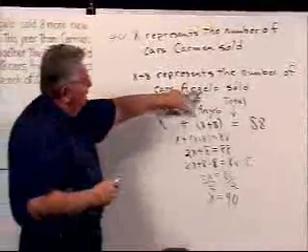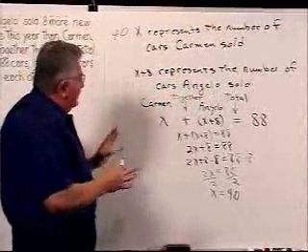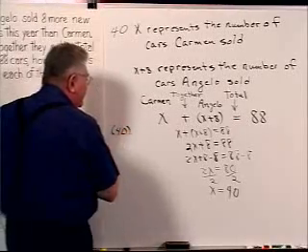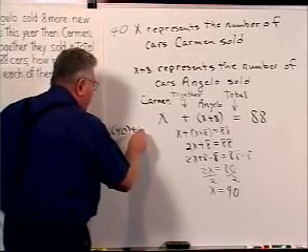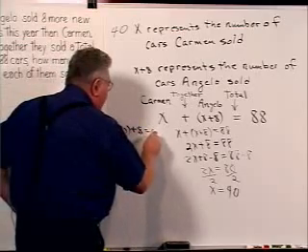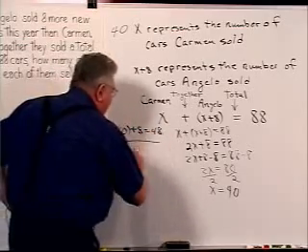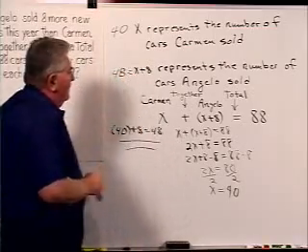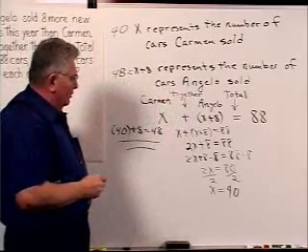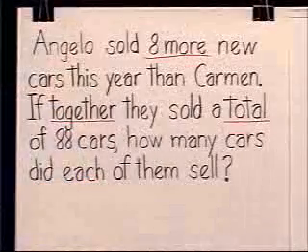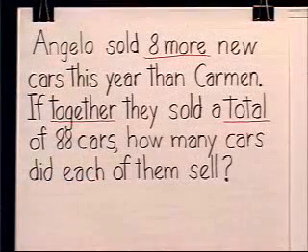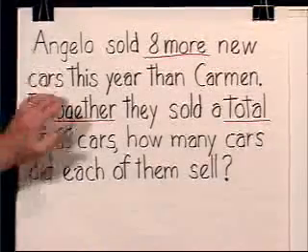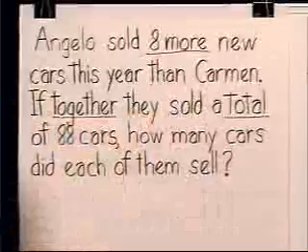To find the number of cars that Angelo sold, we're actually doing a small equation of the value for x, which is 40, plus 8 more, which will give us 48. This 48 is the number of cars that Angelo sold. In this problem, we are looking for 2 values. We're looking for the number of cars that Angelo sold and the number of cars that Carmen sold.